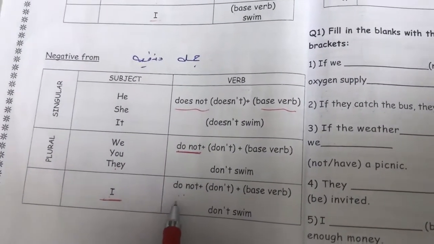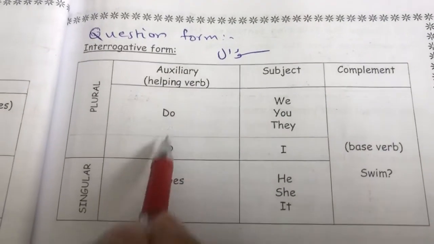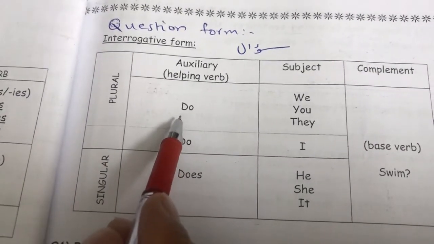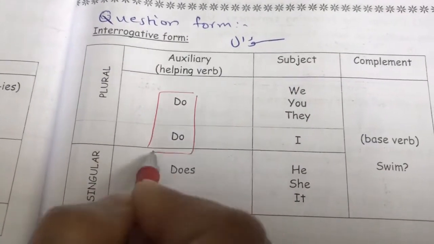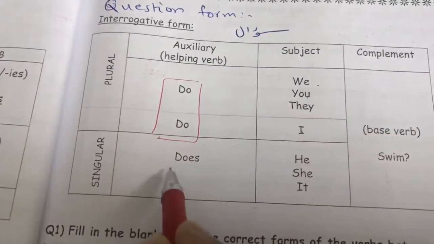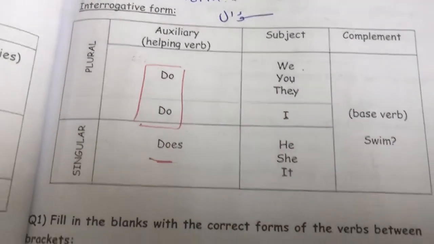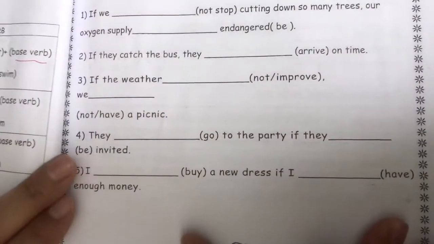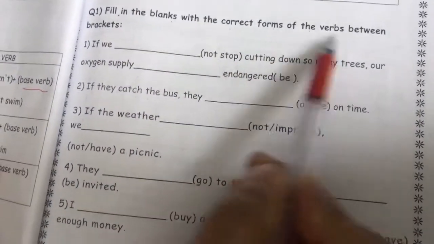Okay? Look here with the question form. Here we have auxiliary verbs or helping verbs, do and does. When I want to make a question with simple present, I use do for we, you, they, I, and does with singular. So do with the plural and does with singular. Now with me please, open at page 38 to do the exercise. Fill in the blanks with the correct forms of the verbs between brackets.